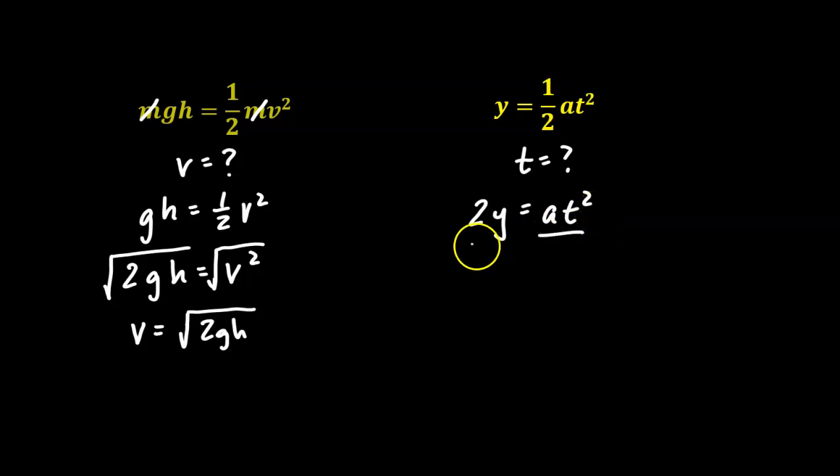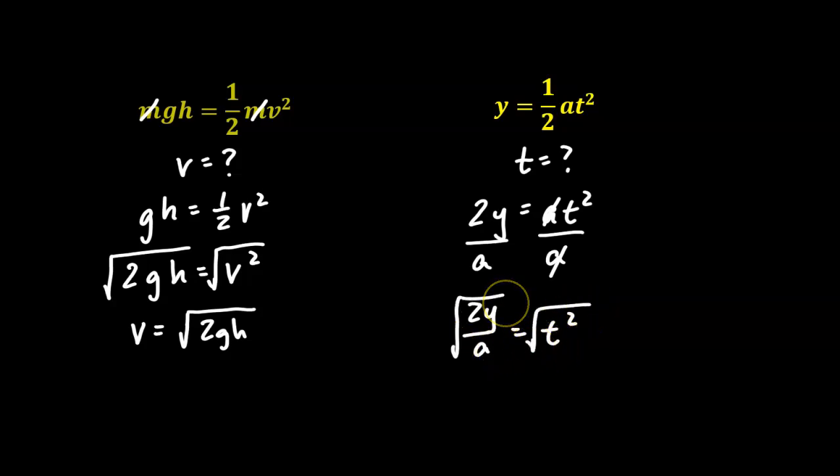Next, I want to get rid of the a. So I'm going to divide a on both sides. The a's cancel out over there. That leaves me with t squared is equal to 2y over a. So we have 2y over a is equal to t squared. I'm going to undo that squared right there. So we're going to square root the t squared, and that leaves us with t is equal to square root 2y over a.